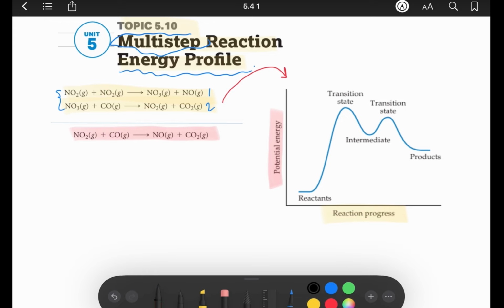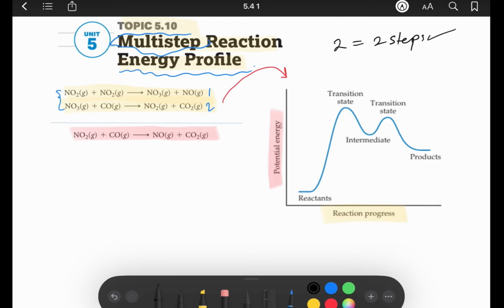As we can see, we have two transition states, transition state 1 and transition state 2. Since we have two transition states, we have two steps. If you have 4 steps, then you should have 4 transition states, etc. All right, so what can this graph tell me? First of all, it tells you that you have 2 steps for this reaction.